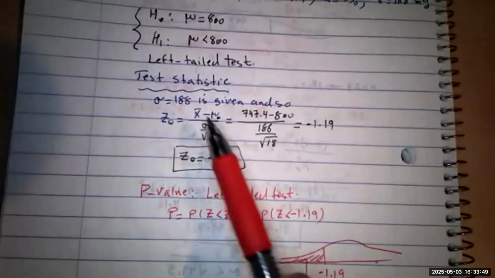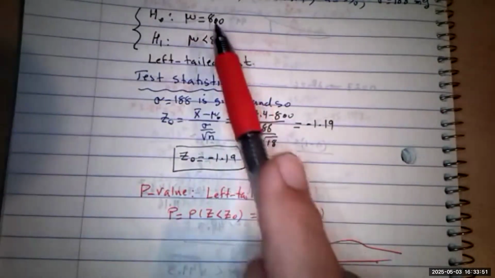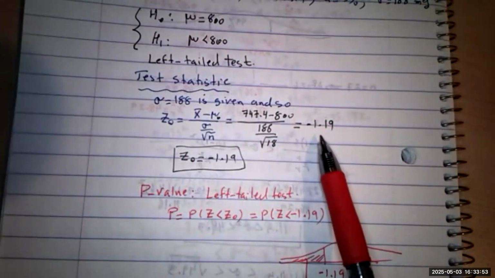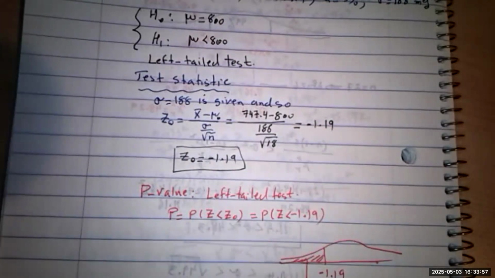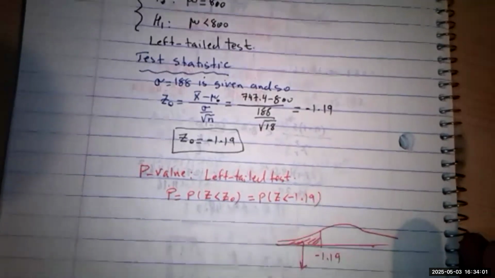You substitute the x bar and the mu naught, which is 800. You find it's going to be negative 1.19. So that's the z number. That's the second step.